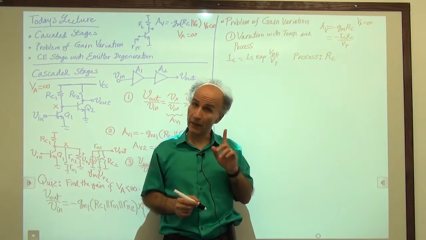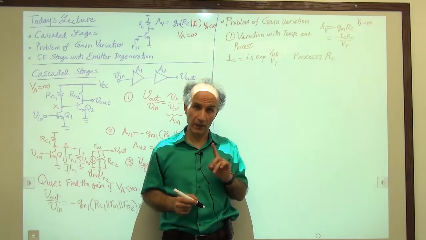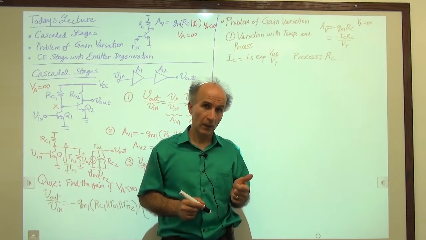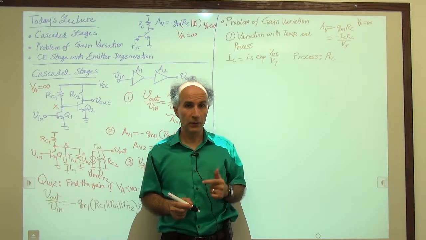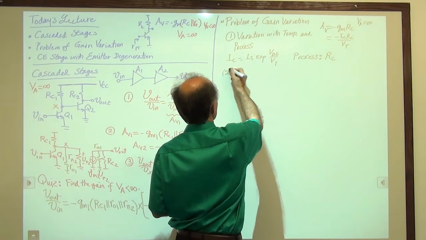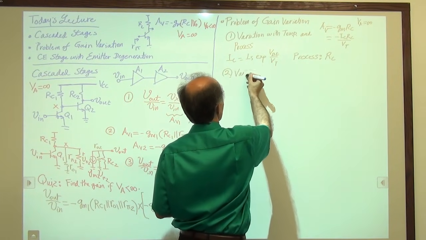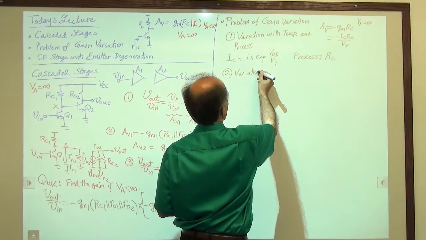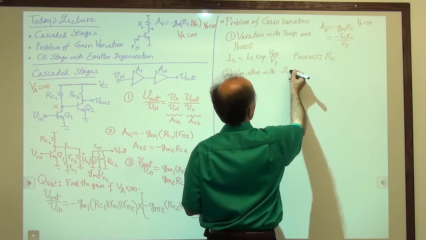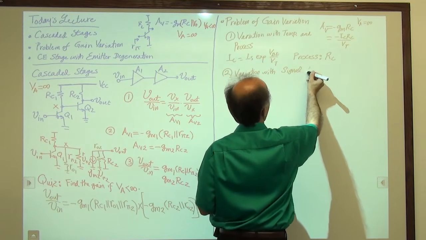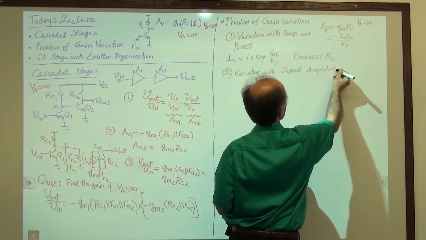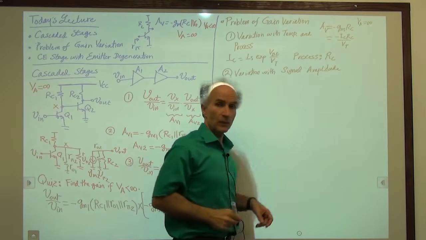Now there is yet another interesting variation in the gain that's neither due to the temperature nor due to the process. So the other variation is what we call variation with signal amplitude. Strange but true.